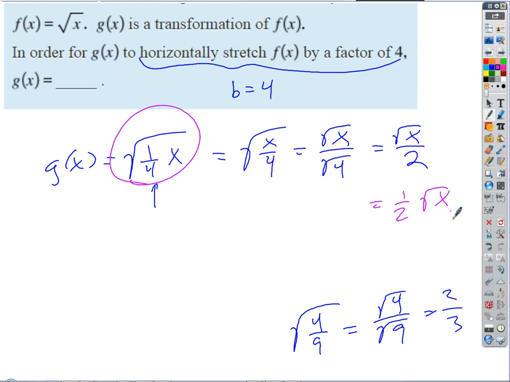So think about this. B equals 4 turns out to be, when I do the algebra, the very same thing as A equals 1/2. That makes sense. A horizontal stretch by a factor of 4. So imagine I take a function and I stretch it by a factor of 4 horizontally. In this case, because it's a square root function, that's the same thing as a vertical squash by a factor of 1/2. How about that?